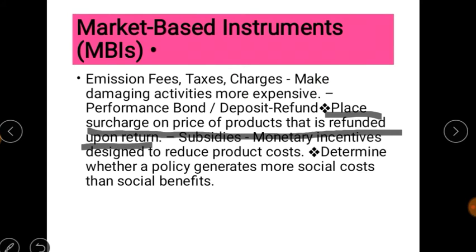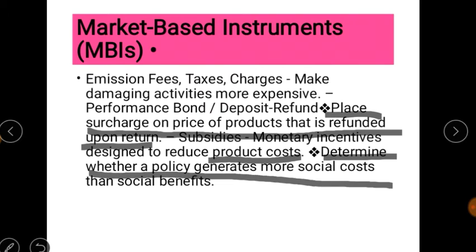Suppose a product is purchased in large amount, then it can also be returned, and by that, recycling also happens. Then subsidies, monetary incentives designed to reduce product costs. Then determine whether a policy generates more social costs than social benefits.